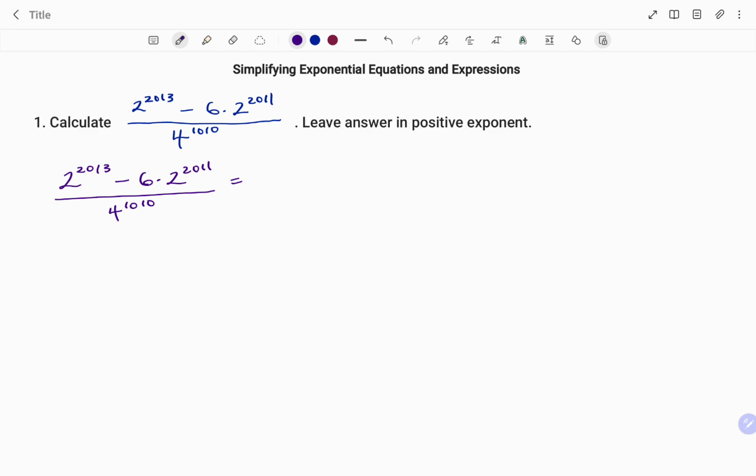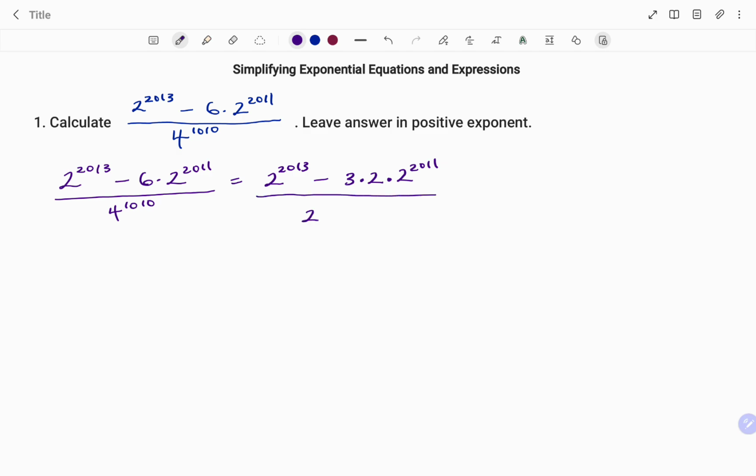We're going to change the base into prime numbers. Prime numbers are numbers that cannot be divided by any other number except themselves and 1. So 2 is a prime number, so we leave 2 to the power of 2013 as it is. We have minus, changing 6, we have 2 times 3, so we have that as 3 times 2, the dots are multiplications, times 2 to the power of 2011. We've been able to change our 6 to 3 times 2.